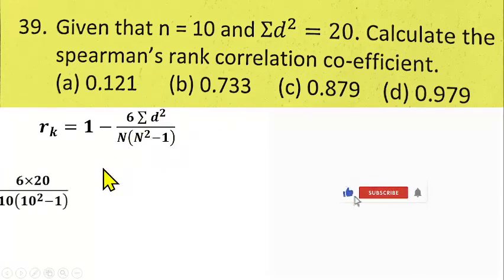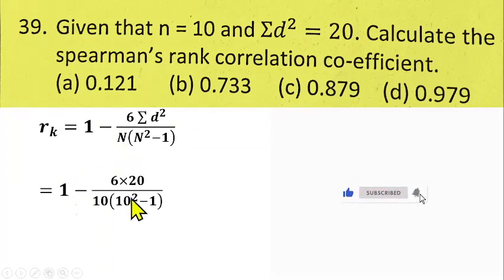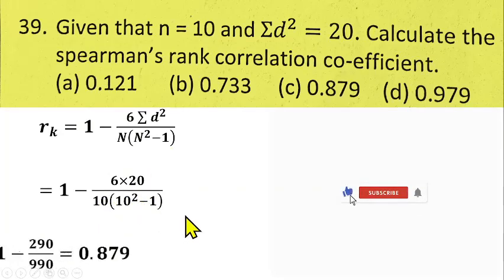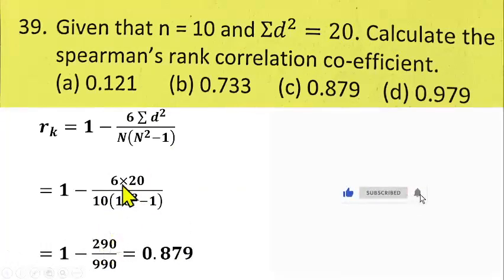So if you substitute that into this, you have 1 minus 6 times summation of d square, which is 20 as you have been given, so you have 6 times 20 over, n is 10, so you have 10 into 10 square minus 1. If you simplify that further, we have 1 minus 120 over 990. If you simplify that, it will give us 0.879, which is option C.